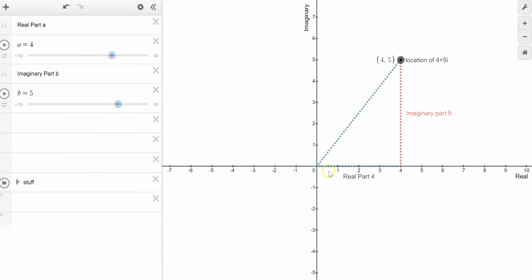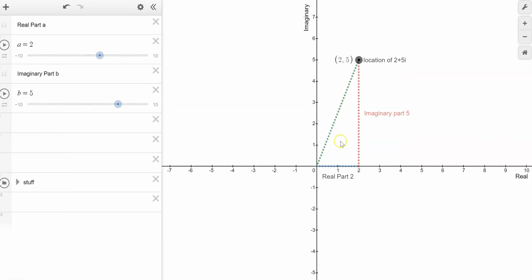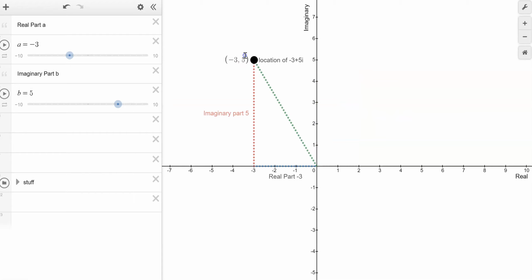So our real number line is the x-axis, and our imaginary number line is the y-axis. So the point (4, 5) is our location for 4 plus 5i. So the real part would be 4, and the imaginary part is 5. And so if I move this around, you can see (2, 5) is for 2 plus 5i. And we can even go negative. So negative 3 and positive 5, that's where we would put our dot for the location of it.